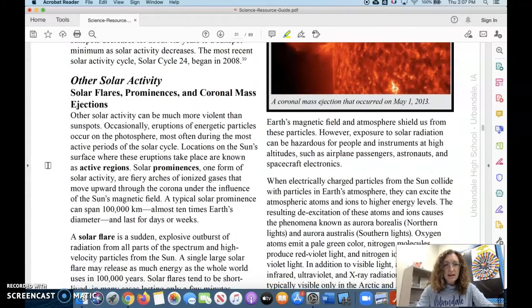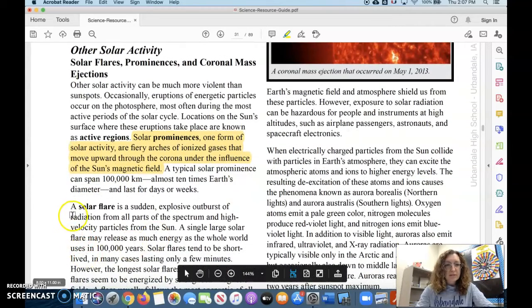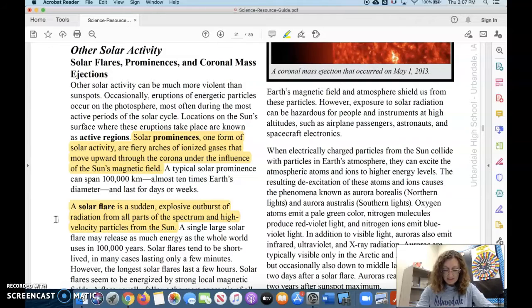So other things that are happening, all of that violence on the sun. Here's one that's called solar prominences. It's a form of solar activity and it's a fiery arch of ionized gas. It moves upward through the corona under the influence of the magnetic field. Then you've got a solar flare. It's a sudden explosive outburst of radiation from all parts of the spectrum and high velocity particles from the sun. So it's radiation and it's particles.